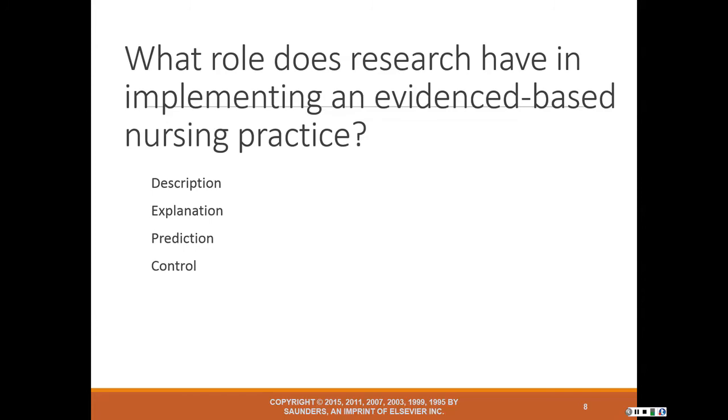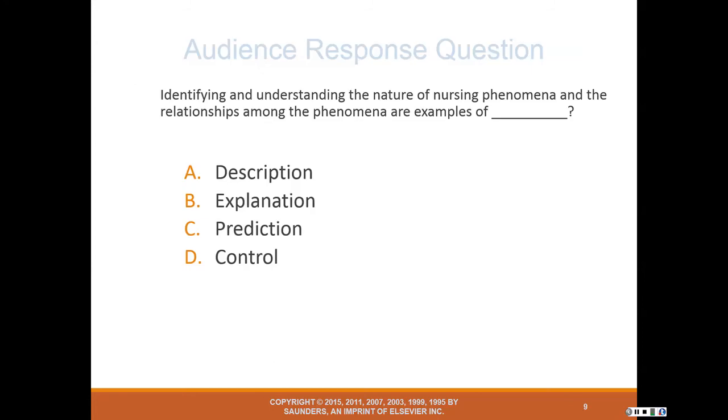Third, prediction. Prediction involves estimating the probability of a specific outcome in a given situation. An example is a quantitative study of factors perceived by critical care nurses to predict musculoskeletal injury from work. And control involves manipulating the situation to produce a desired outcome. See evidence-based practice guidelines for best practice for IM injection. Identifying and understanding the nature of nursing phenomena and the relationships among the phenomena are examples of what? Description, explanation, prediction, control. Now, you need to answer that question and confirm that you have the right answer.